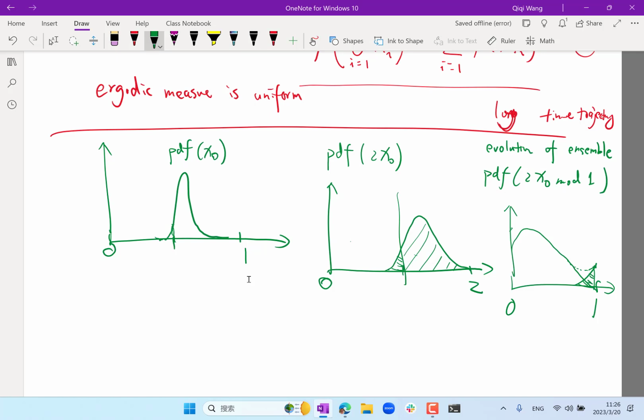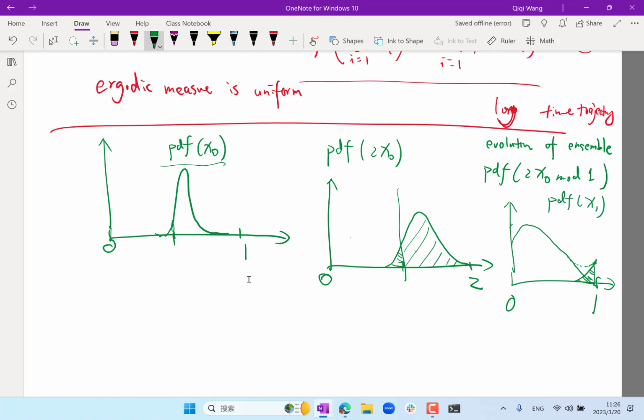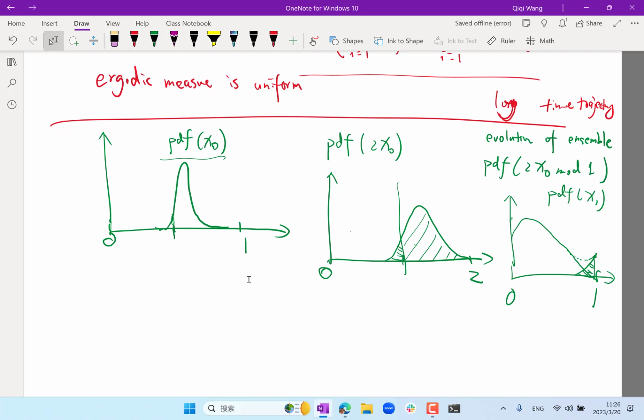Now let's compare the PDF of x0 versus the PDF of this, which is actually the PDF of x1. And particularly, let's notice how the derivative changes. So what is the derivative of the PDF of x0 when you convert it into the PDF of x1? Let's just take the PDF prime of 2x0.